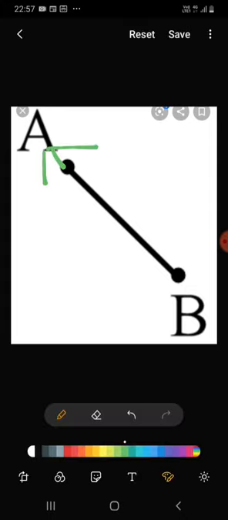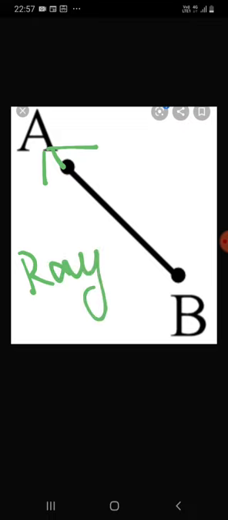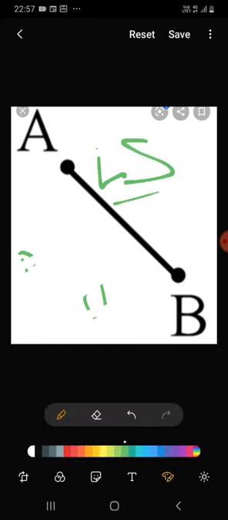If we just extend this a little bit and do like this will be a ray. Whereas if I erase this portion and just let the AB stay, so what it will be? It will be a line segment. So we come to know that all these are interconnected, as we can say.